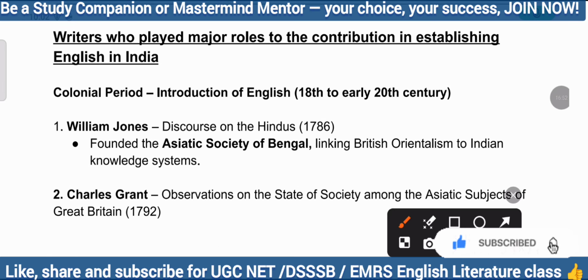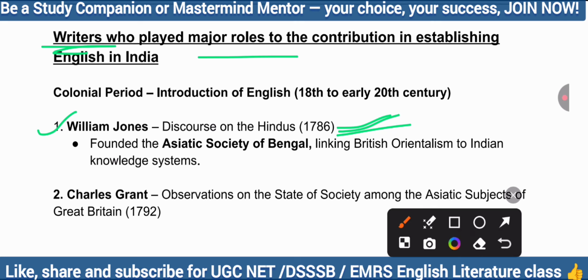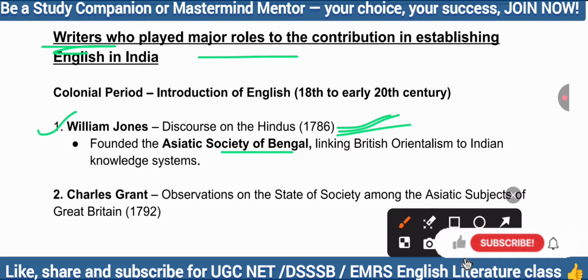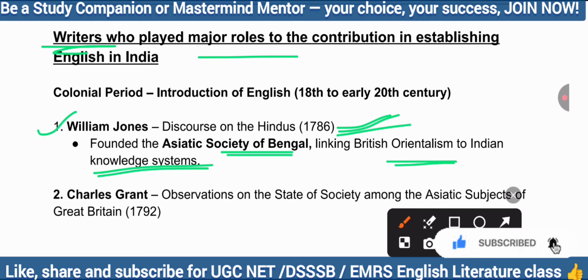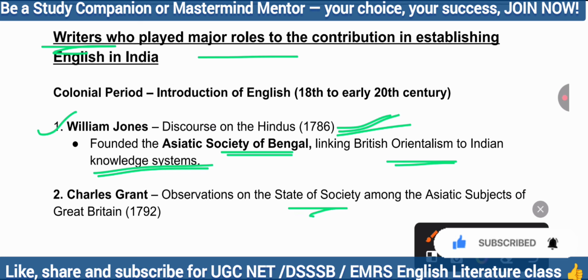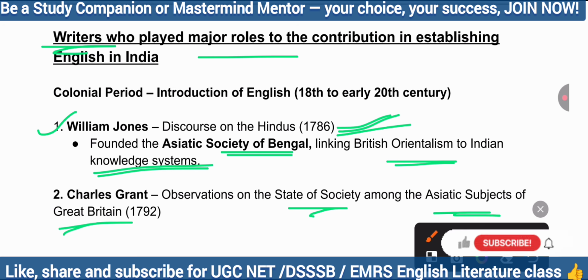Now let's see who are the writers who played major roles in establishing English in India. In the colonial period, we are starting from the very beginning, we have first William Jones. Major roles or writers, not only specifically Indians. William Jones, Discourse on the Hindus, 1786, who was the founder of the Asiatic Society of Bengal, remember, and who also linked British Orientalism to Indian knowledge systems. Then we have Charles Grant, who wrote Observations on the State of Society among the Asiatic Subjects of Great Britain, 1792.